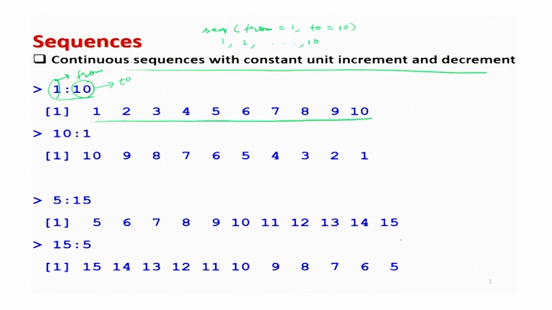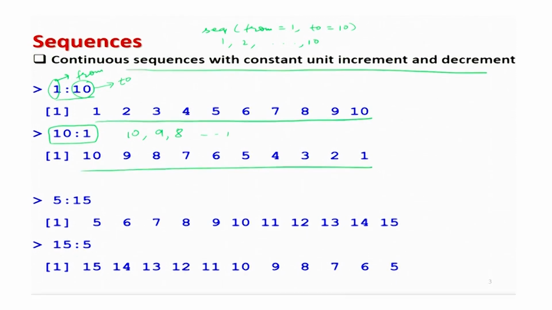Similarly, if you want to generate a decreasing sequence starting from 10 and ending at 1, then you can give a command like 10 colon 1. So, this will start at 10 and then go to 9, 8 up to 1. This is the outcome that you are going to get.